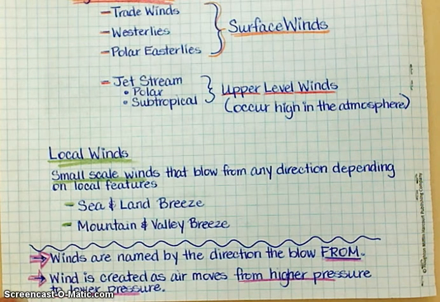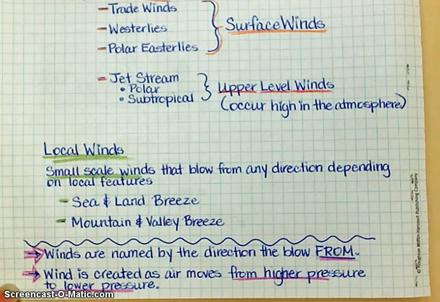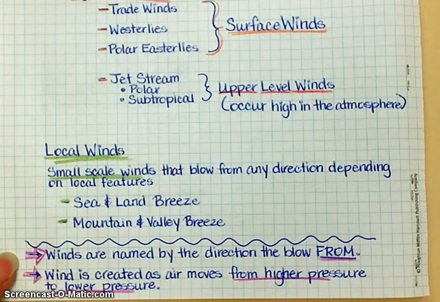Okay, so just down here I put two little reminders about winds. Okay, winds are named by the direction that they blow from. So if you're talking about a north wind, it's blowing from the north toward the south. Okay. Also, reminder that wind is created as air moves from higher pressure areas to lower pressure areas.